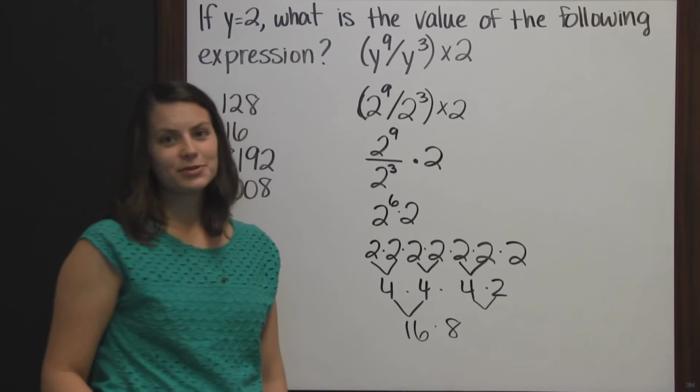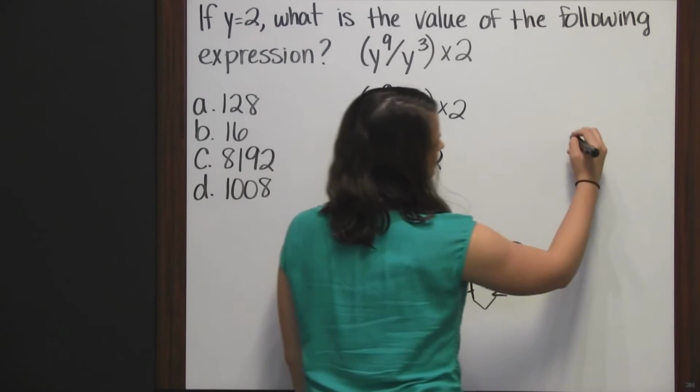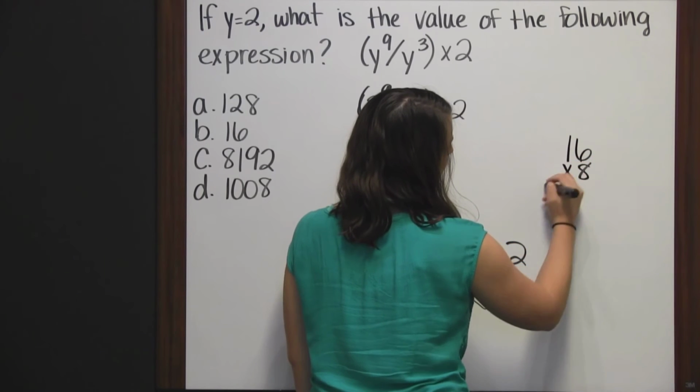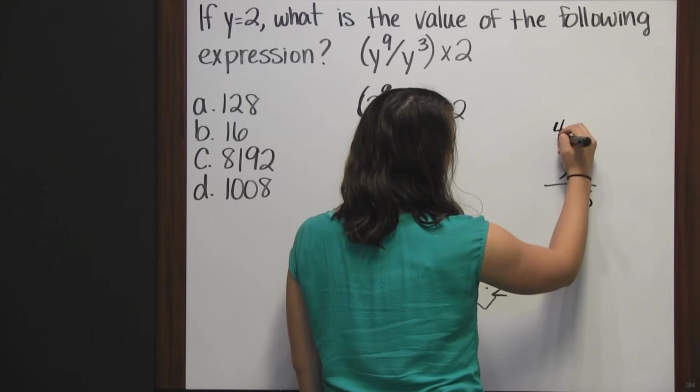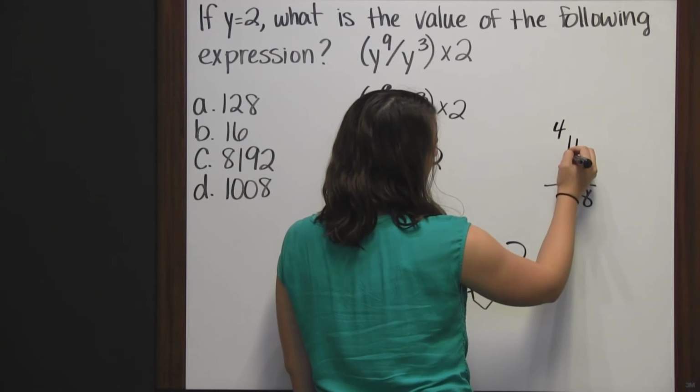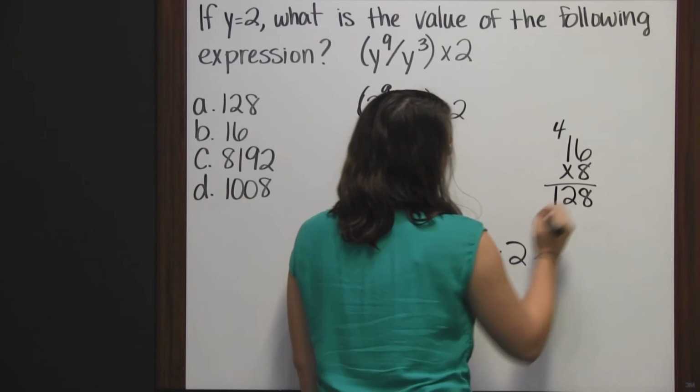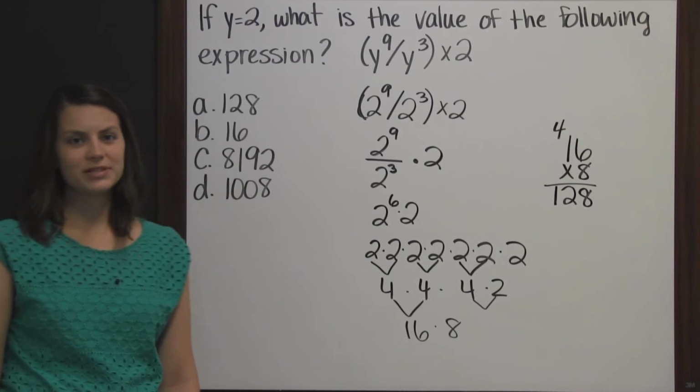So now I just need to multiply 16 times 8. 8 times 6 is 48. Carry the 4. 8 times 1 is 8, plus 4 is 12. So it's 128.